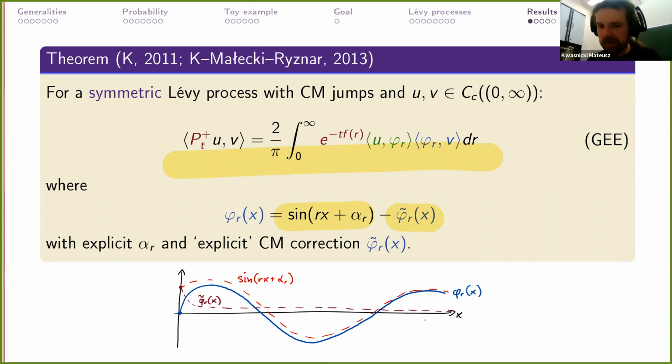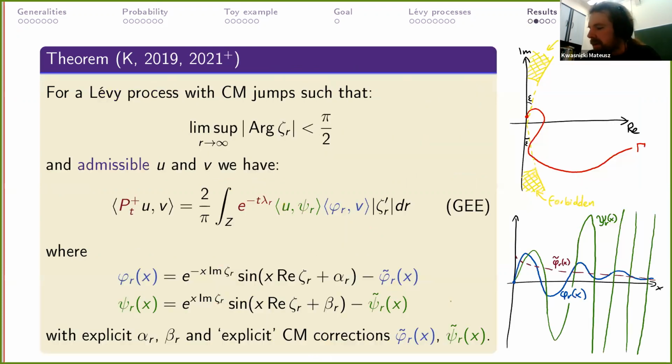So here is a graph. It tells much more than any expression. You take a shifted sine, you subtract the correction to get the blue curve. So that's the eigenfunction, the blue curve. Okay. And since then, I was really thinking about what happens in the non-symmetric case, whether one can get a similar picture. I was aware of the result for the Brownian motion with drift, but nothing else really. Turns out that the answer is yes.